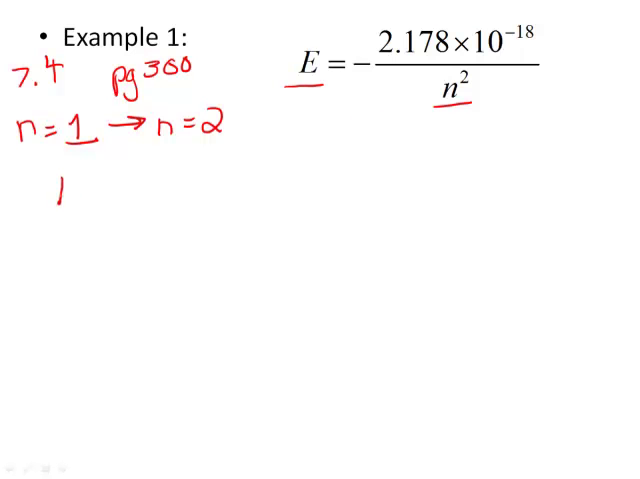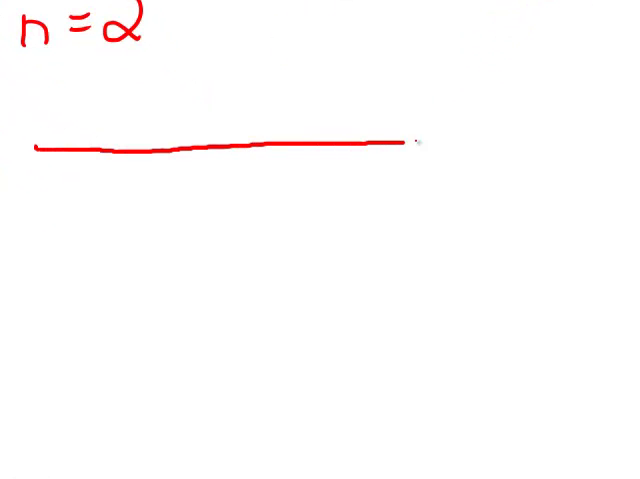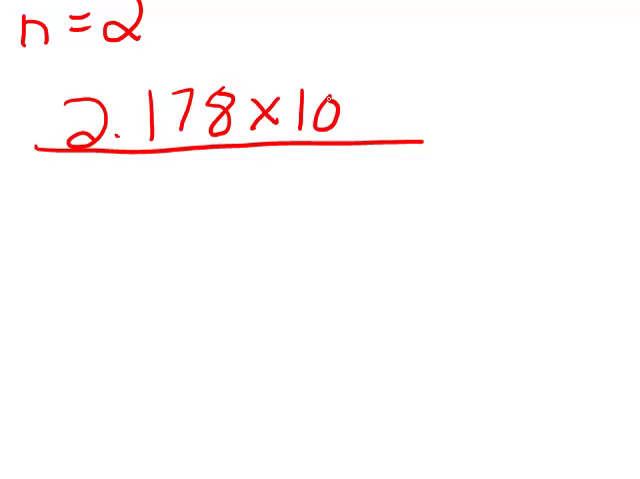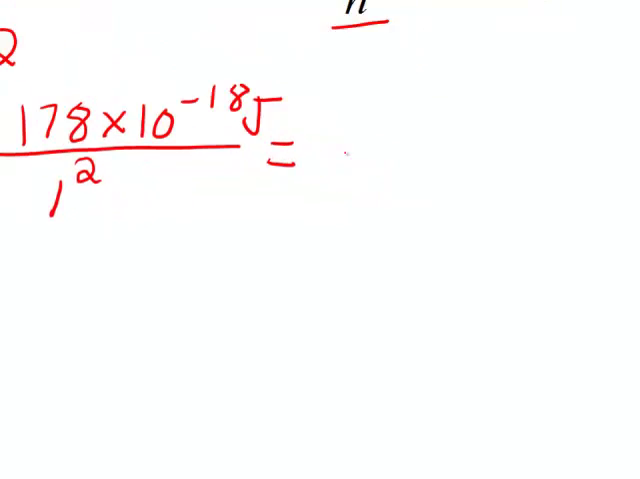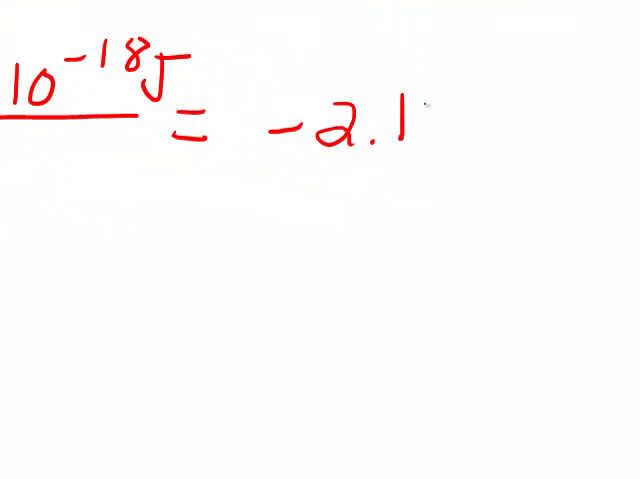So E, the energy of energy level 1, is equal to negative 2.178 times 10 to the negative 18th joules, sorry, that should be joules, divided by 1 squared. When I do that, it should be pretty simple. It just turns out to be the negative of that number: negative 2.178 times 10 to the negative 18th, and that'll be in joules.